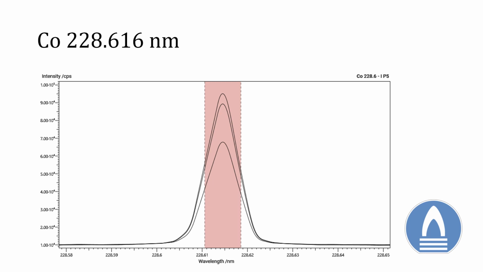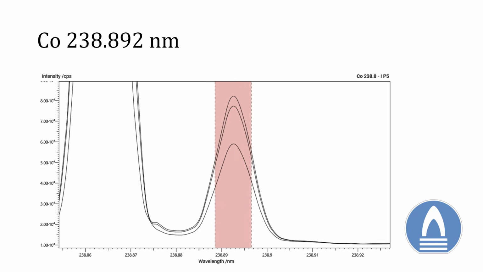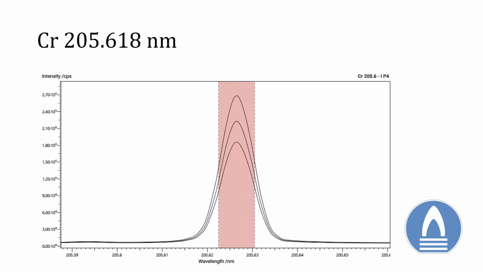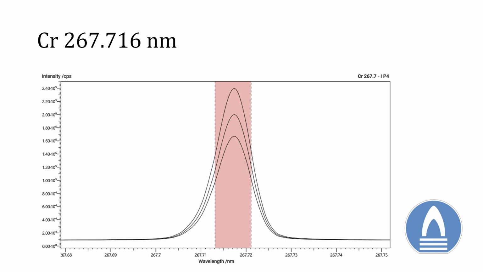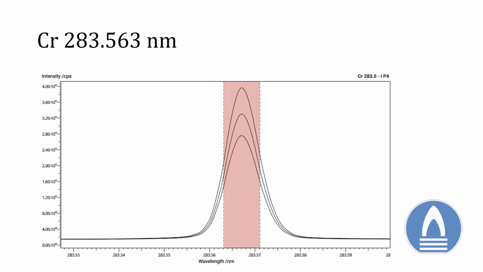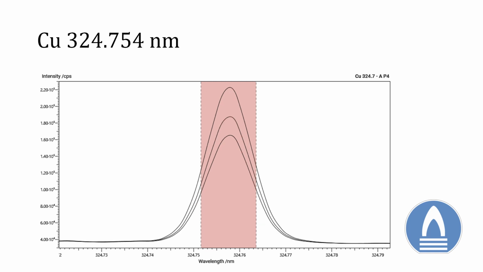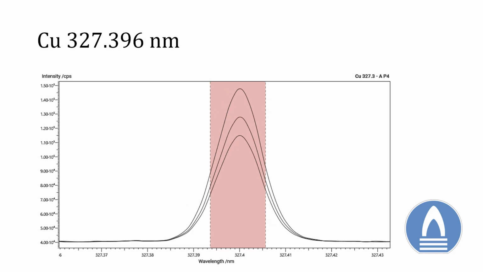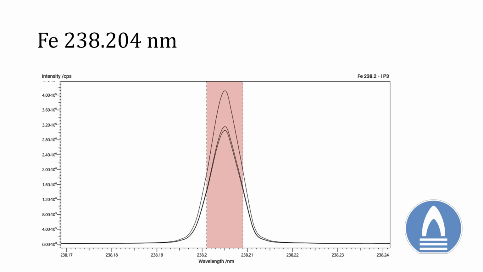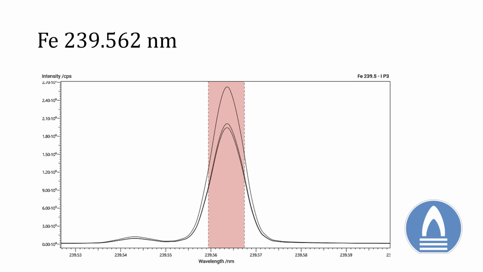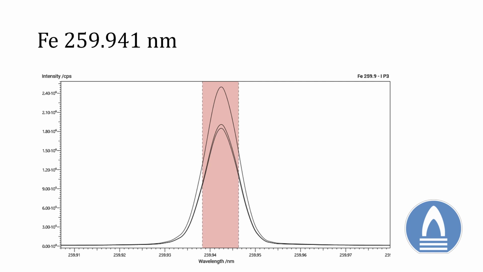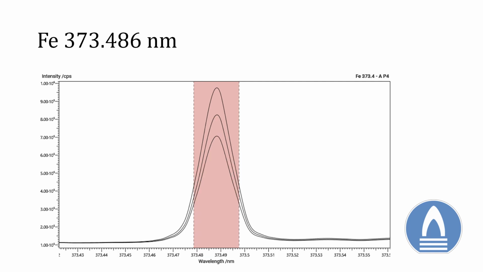Cobalt 228, 230 and 238. Chromium 205, 267, 283, and then copper 224, 324 and 327. Iron 238, 239, 259 and 373.